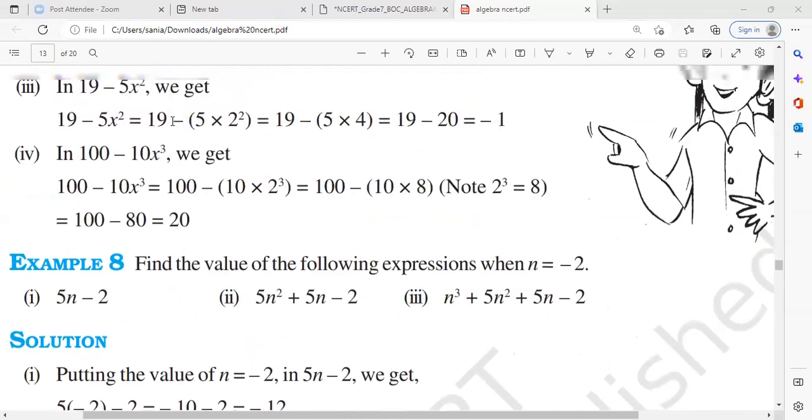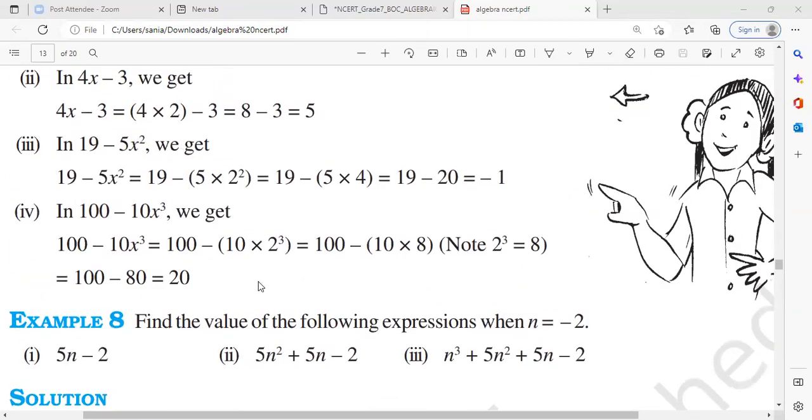Now you will do the next one. This one. Over here, Samya, it is -2. So be very careful. Okay, ma'am. Ma'am, example 8. Yes. Audible? Yes, ma'am. Okay. Example 8.